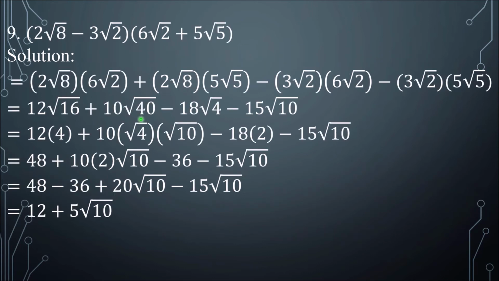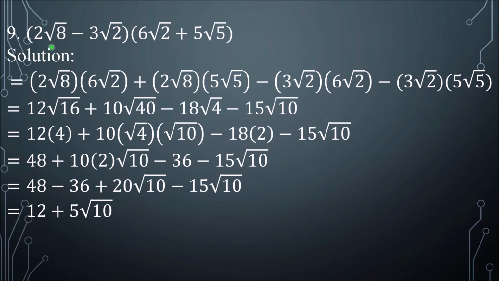Number 9, 2 square root of 8 minus 3 square root of 2 times 6 square root of 2 plus 5 square root of 5. So again, we will use FOIL method. Square root of 2 times square root of 8 times 6 square root of 2 is this, and that will be 2 times 6, 12, 8 times 2, 16.